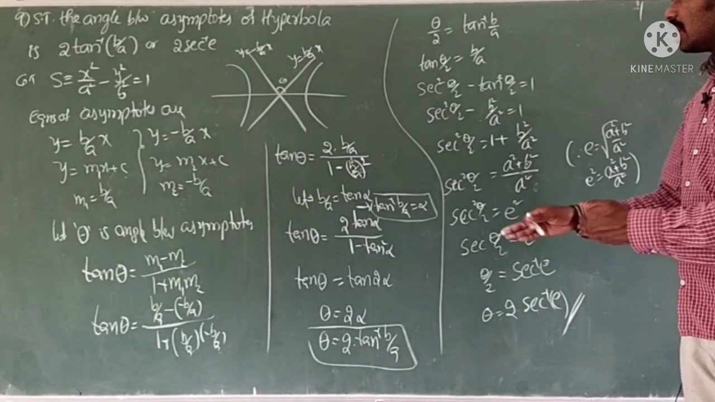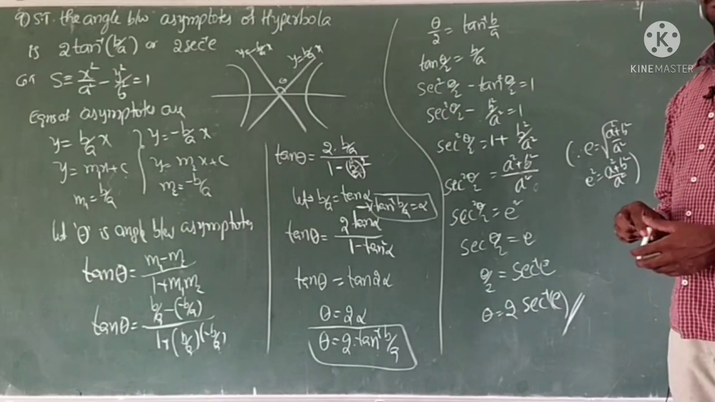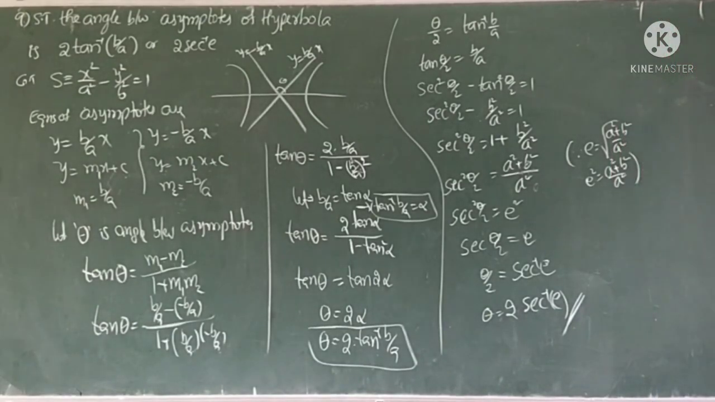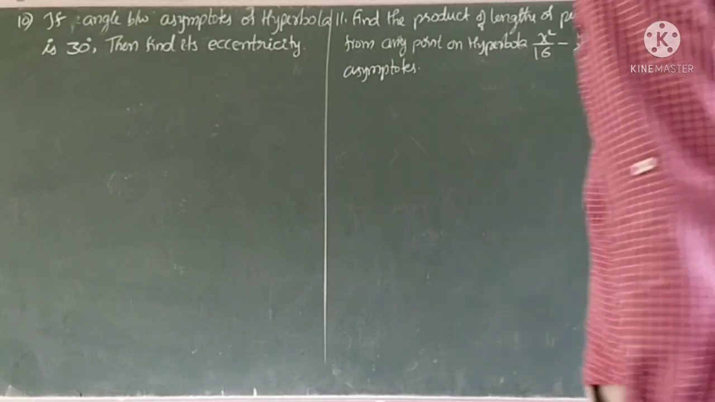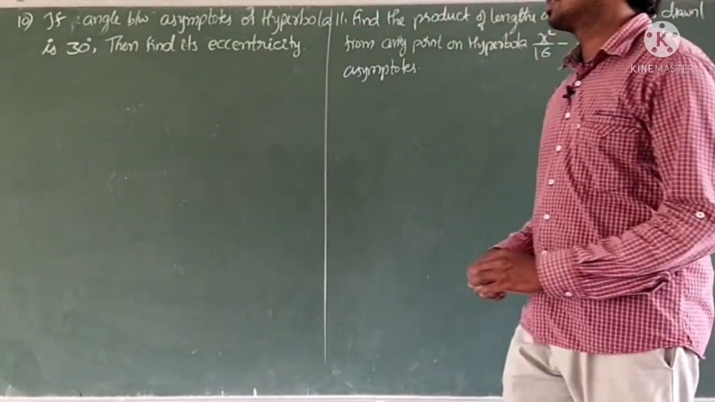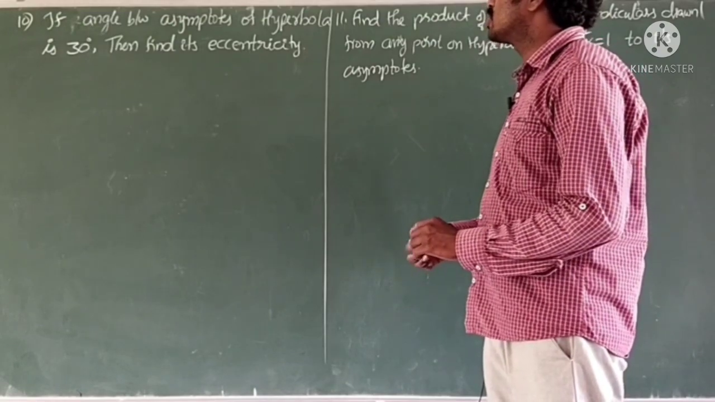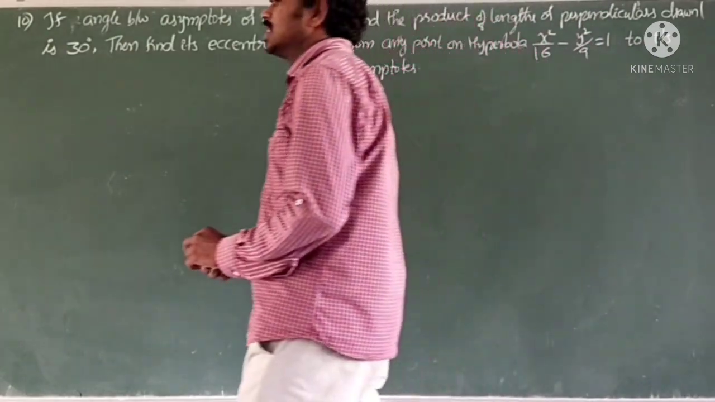And by using this formula we can find another question's answer. So let us see the next, the 10th one. Is it okay? Okay. And the last two questions are 2 marks questions. 10th one: if the angle between asymptotes of a hyperbola is 30 degrees, then find its eccentricity.